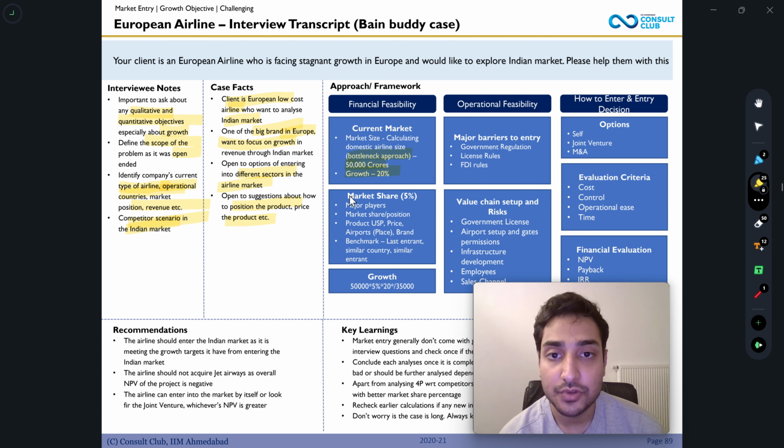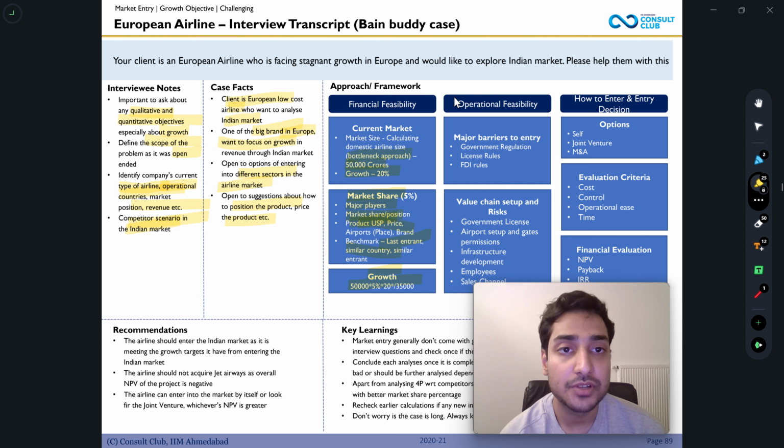In market share, which was 5%, you see what the major players are, their market share, positions, product, USP, price, airport place, brands. You see the benchmark, what the last entrant is, similar countries, and you compare to figure out how much market share you can capture. And growth, you calculate by taking the total market size into total market share into market growth divided by the total size of the airline market.